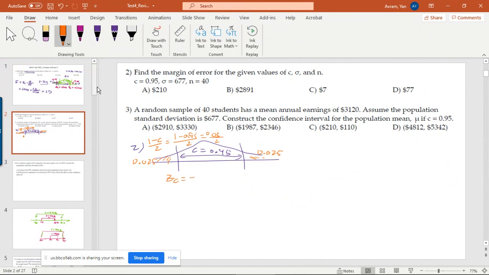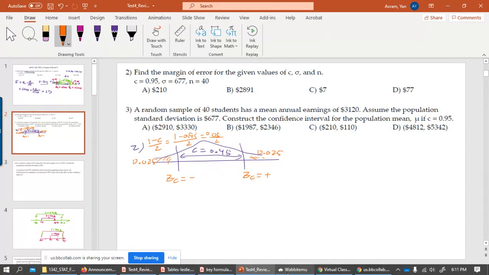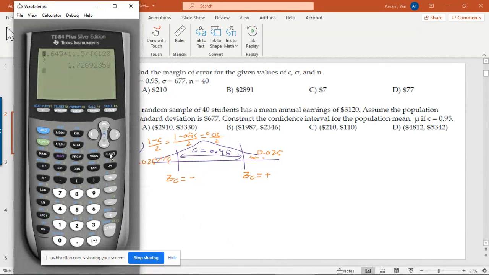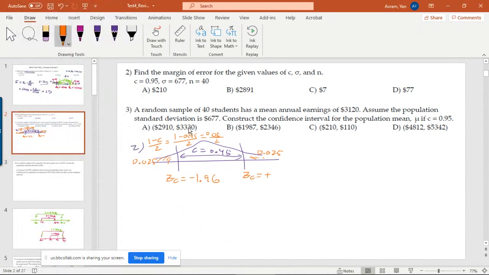Okay, and this z sub c will be negative. This z sub c will be positive. So this time you will only need to use 0.025 to do this one. And I go to second vars, and then you use the inverse norm, right? And then I just type 0.025, and that will give you negative 1.96 in this case. Okay, the other one is positive 1.96.